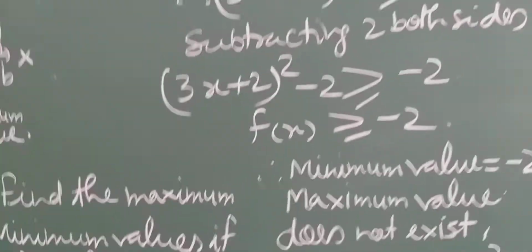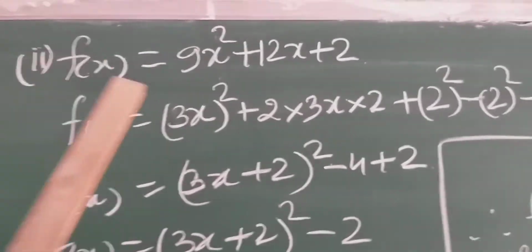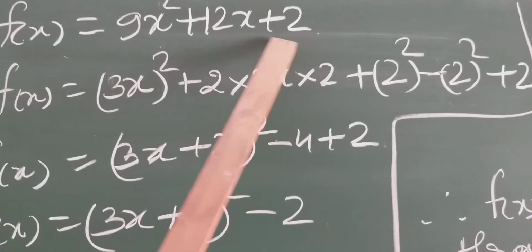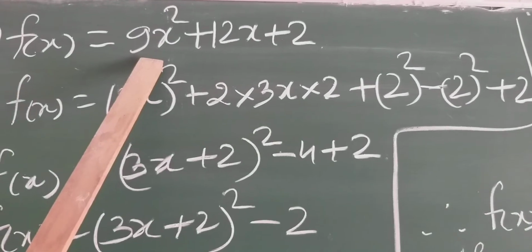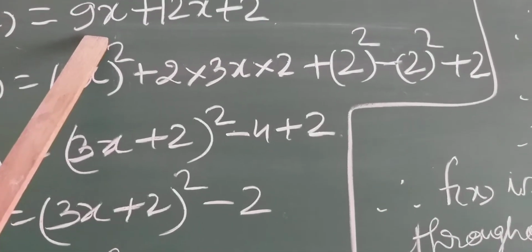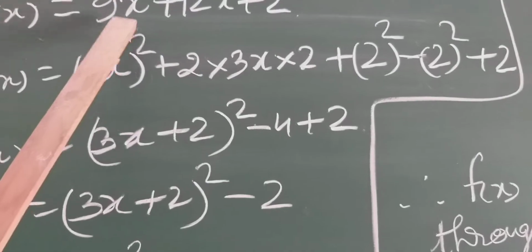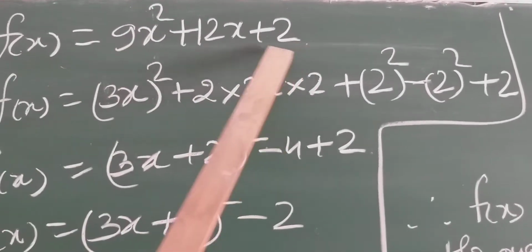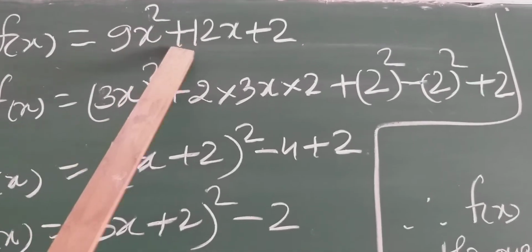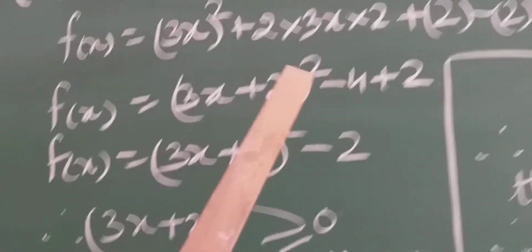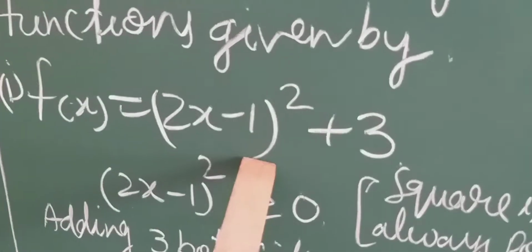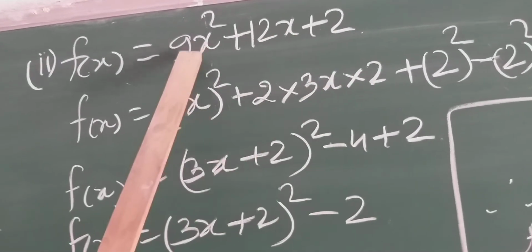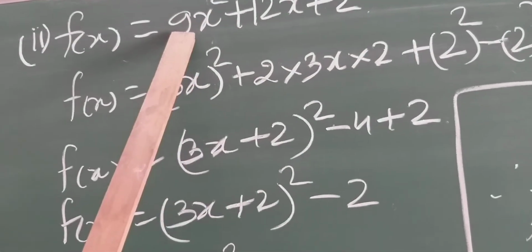Now next question, student. Second part, f(x) equals 9x square plus 12x plus 2. We have to check whether the function has a minimum value or a maximum value. So students, when it is a quadratic polynomial, first change it into a whole square. In the first part, the whole square is already given to us. In this question, the whole square is not given. So let us change this polynomial into a whole square.